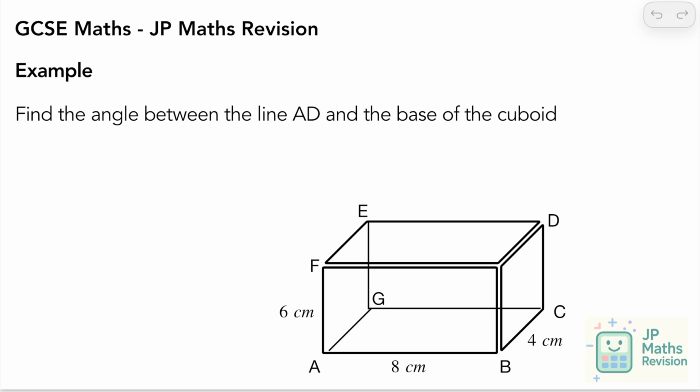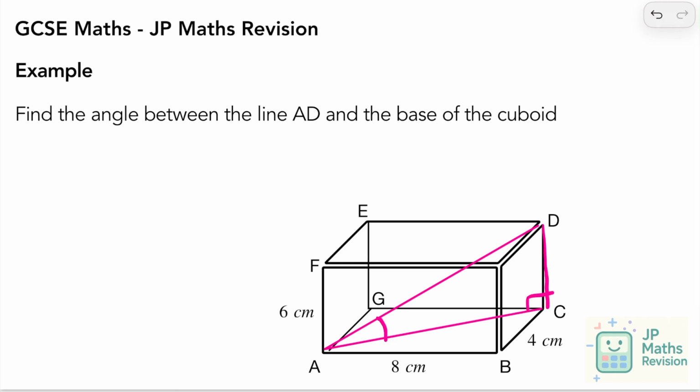So the first thing we do with these questions is find the angle that we're actually trying to find. So we have the line AD, so I'm going to draw a line between A and D, so that's here. And we have the base of the cuboid. So if we connect A to C and C to D, we end up with a right angle triangle. And we can see that this angle here is the angle between AD and the base, because AC lies on the base, so we're simply trying to work out what this angle is.